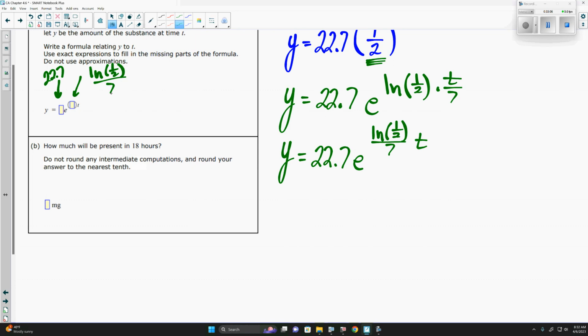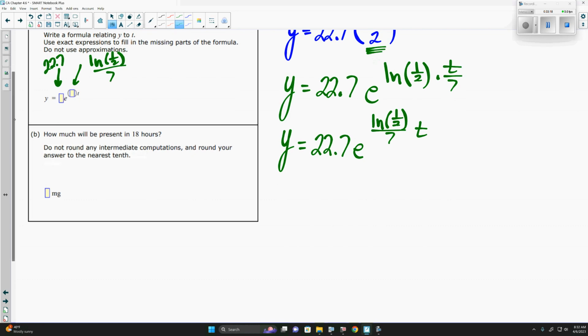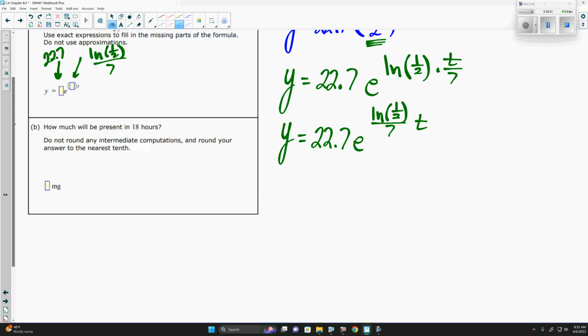So do we kind of see how this works out? And again, I wanted to do this with y'all because this one here can be a little bit confusing on what we're doing for the first part. The second part will be present after 18 hours. We just plug 18 in for t.